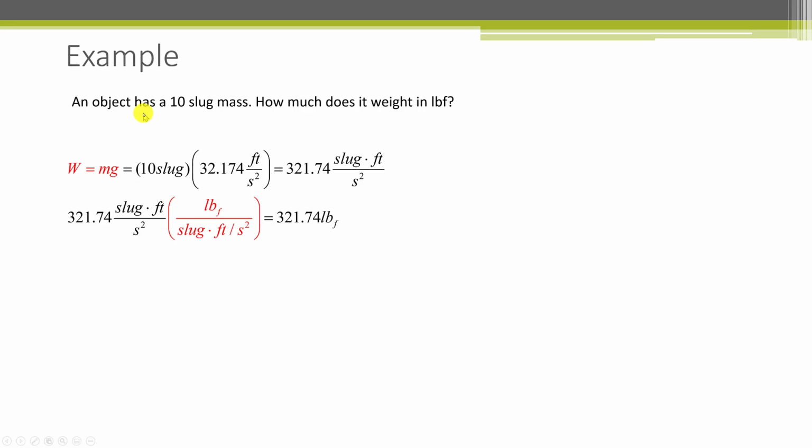Here's a quick example. An object weighs 10 slugs. How much does it weigh in pounds force? W equals mg. 10 times the acceleration is 321.74 slug feet per second squared. But we know that 1 pound force is the same as 1 slug feet per second squared, so when you cancel these units, you end up with 321.74 pounds force.